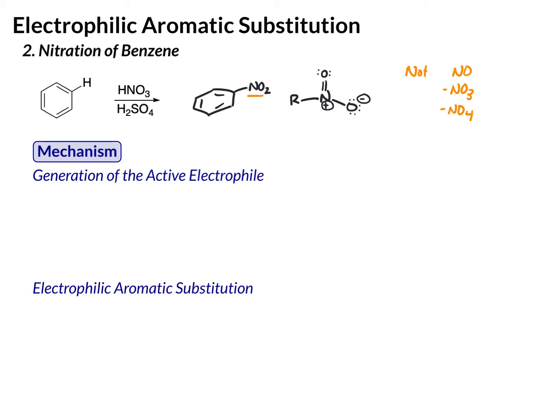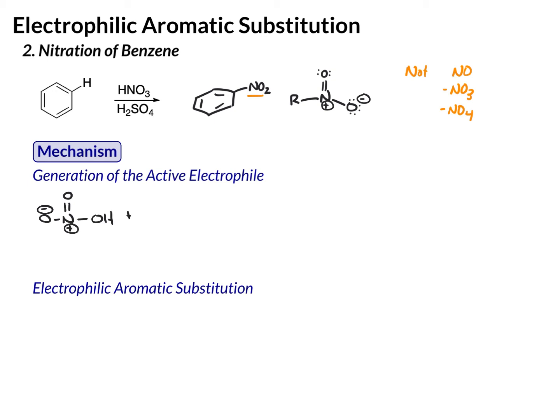In terms of the mechanism, like the halogenation, there's 2 primary steps. We generate the active electrophile, and then we do the electrophilic aromatic substitution. So to generate the active electrophile, that's going to happen when we mix nitric acid and sulfuric acid. So what I'm going to do is draw out the structure of nitric acid. So it looks like this.